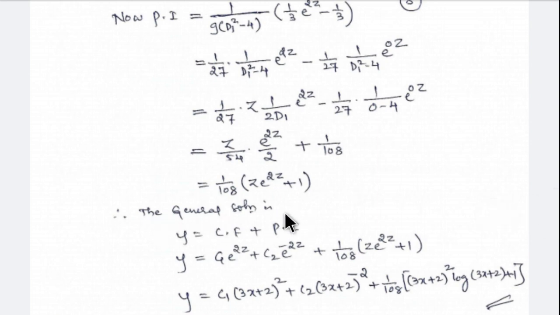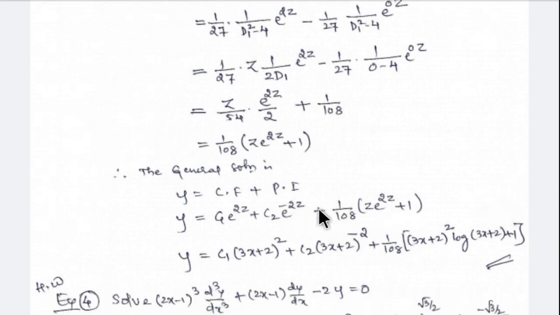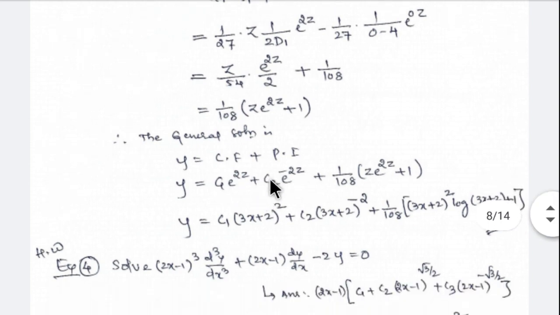Now the general solution is the sum of these two, complementary function plus particular integral: c1 e^(2z) + c2 e^(−2z) + 1 by 108 into (z e^(2z) + 1). This is the general solution of the transformed equation. Now you have to write the general solution of the given equation, substituting back. In the place of e^z you have to write (3x + 2), so c2 into (3x + 2)^(−2), that is e^z raised to minus 2. E^z is replaced by 3x + 2, and z is replaced by 3x + 2.